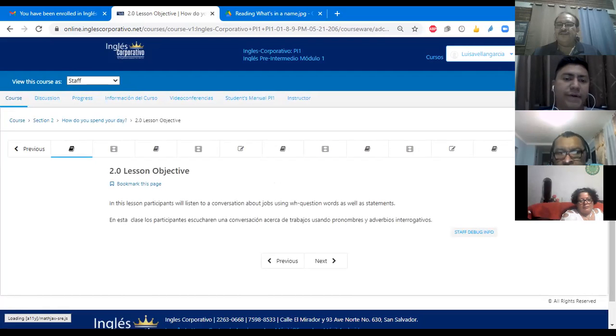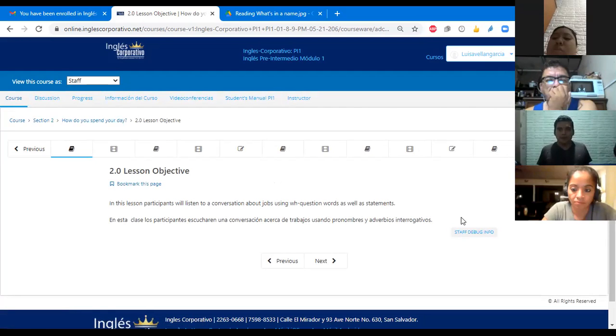Okay, which is section two. What do we have in section two? Andrea, Giselle, could you please read this objective here? Sure. In this lesson, participants will listen to a conversation about jobs using WH question words as well as statements.